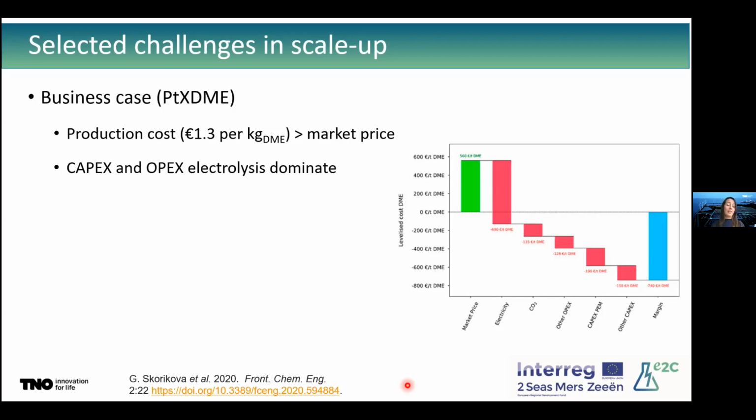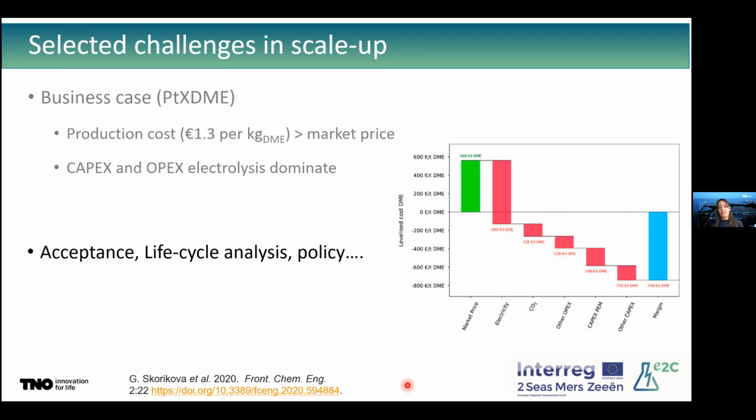And also something to work on is probably the cost of the electrolyzer, because we found that this price is mainly dominated by the capex and opex of the PEM electrolyzer. So that's also something that we are looking into within the E2C project. How can we make the electrolysis cheaper?